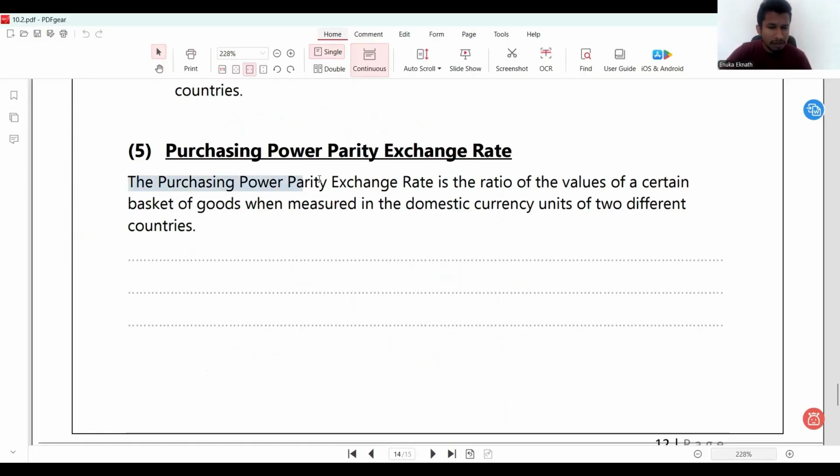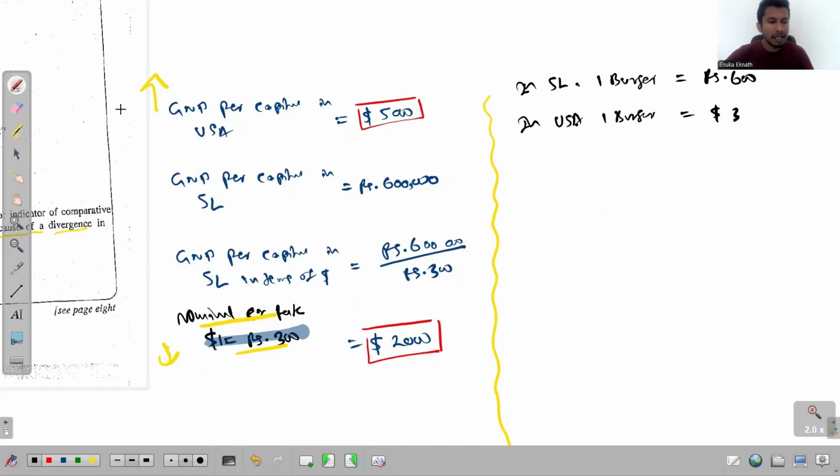The purchasing power parity exchange rate is the ratio of the values of one good when measured in the domestic currency units of two different countries. It's this ratio between this 600 and 3.